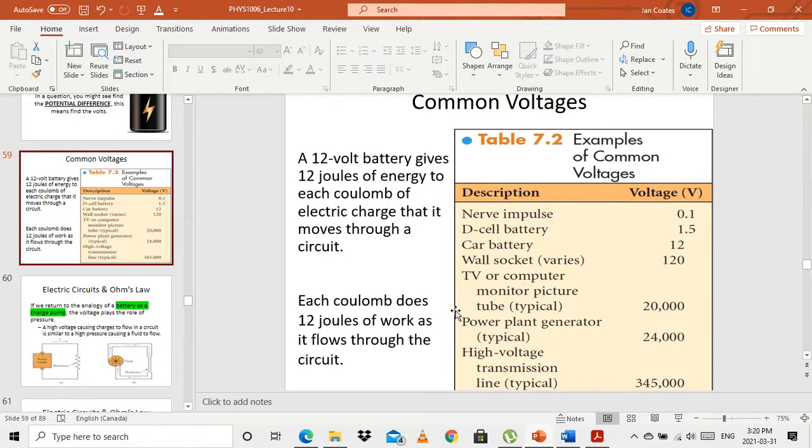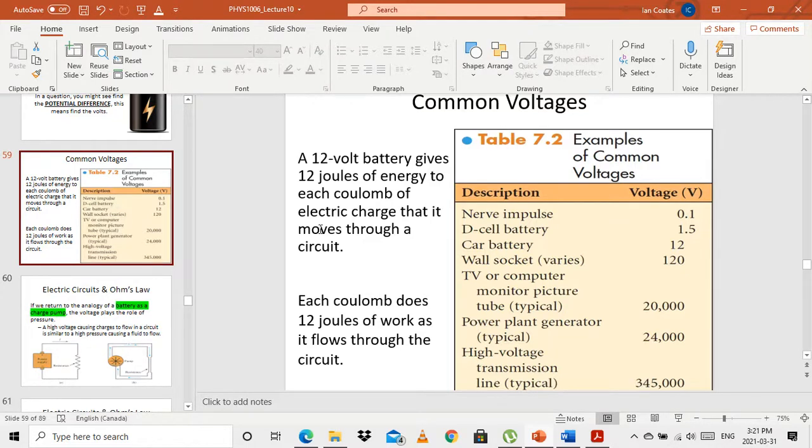Common voltages: a nerve impulse is about 0.1 volt. A D-cell battery is about 1.5. A car battery, 12. A wall socket can vary, 120. Your TV, 20,000. A power plant generator, high voltage, you see them on their way down to Toronto.